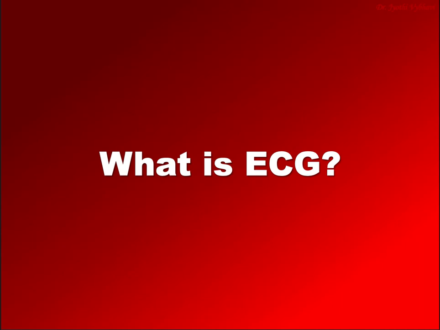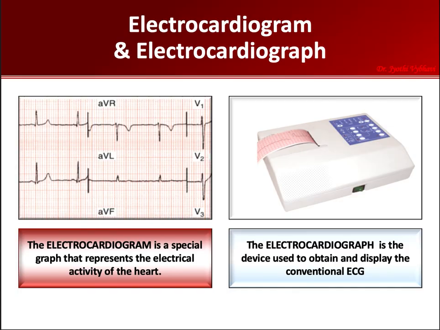So, what is ECG? Students often get confused between these two terminologies. The electrocardiogram is a special graph that represents the electrical activity of the heart, whereas electrocardiograph is the device used to obtain and display the conventional ECG. So you see, we are getting a graph here, and this graph is called an electrocardiogram, whereas this machine is called an electrocardiograph. So you should not get confused between these two terminologies.